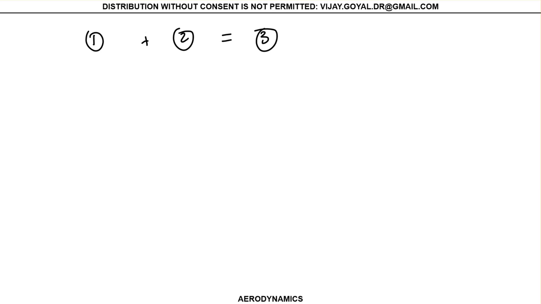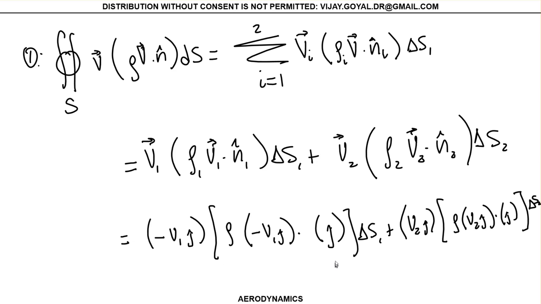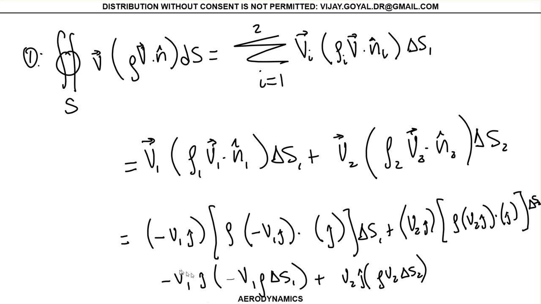So we're going to take expression number one, that's this expression, and let's simplify it. This gives you minus v1j times, okay, so this is actually equal to the whole expression here. And I can take this expression on the next page.